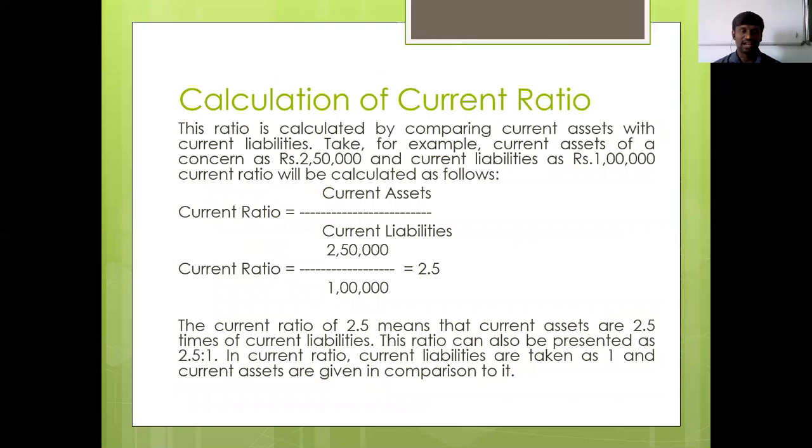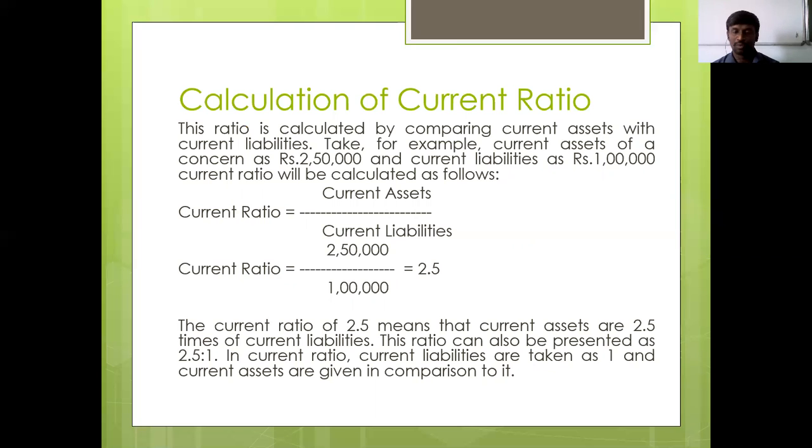So, the calculation of the current ratio. This ratio is calculated by comparing current assets with current liabilities. For example, take the current assets of a concern as rupees 2,50,000 and current liabilities as rupees 1 lakh. The formula to calculate the current ratio is current assets divided by current liabilities. Here the current assets value is 2,50,000 and the current liabilities value is 1 lakh. So we get 2.5 as the current ratio.